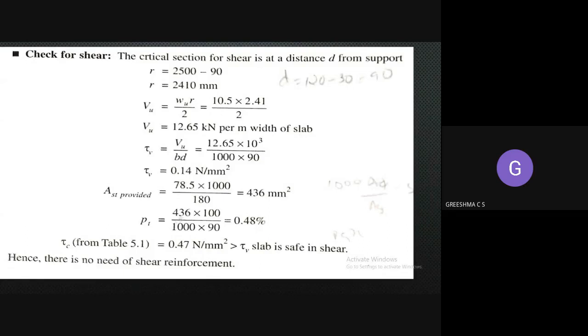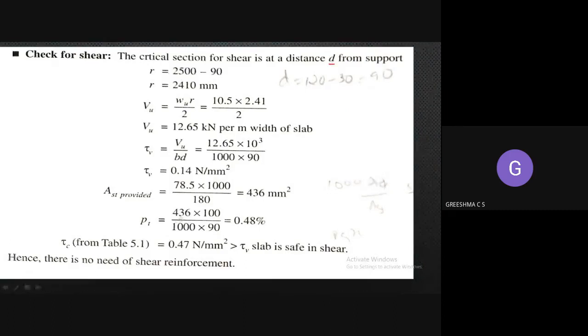So the critical section occurs at a distance of d from the support, and there you will have the maximum shear force. So we will calculate the shear force at that section, at a distance d from the support. First of all we need to know what is the distance d. How much is this d we need to know.